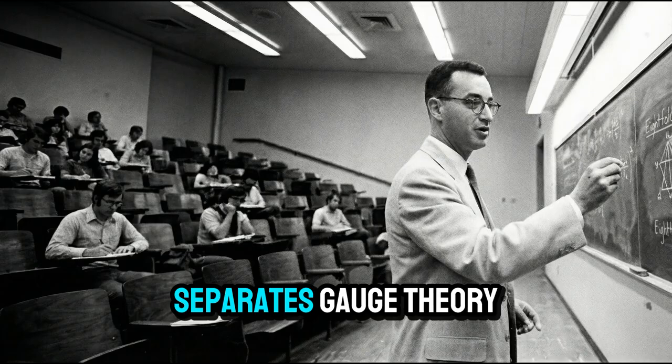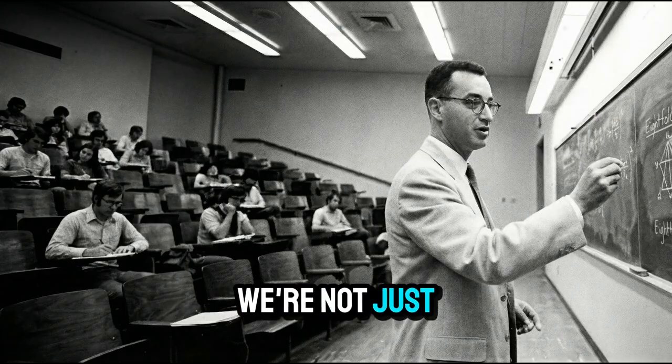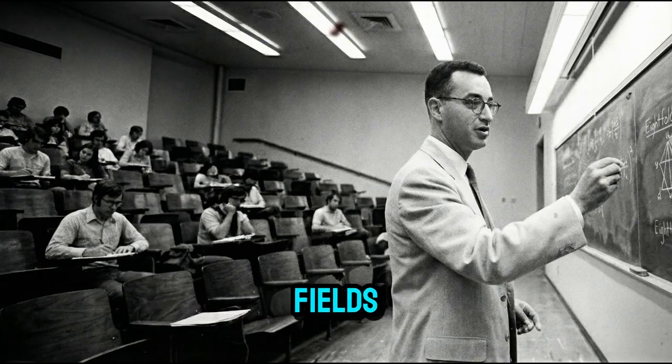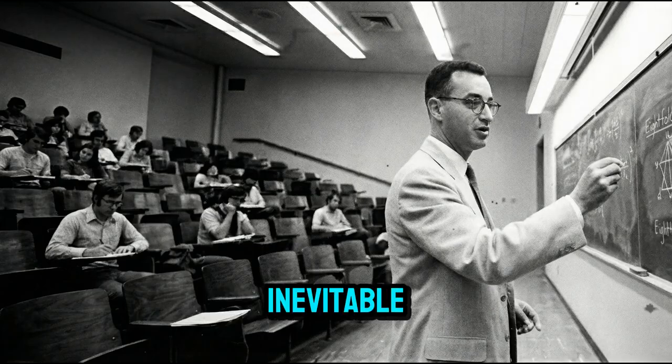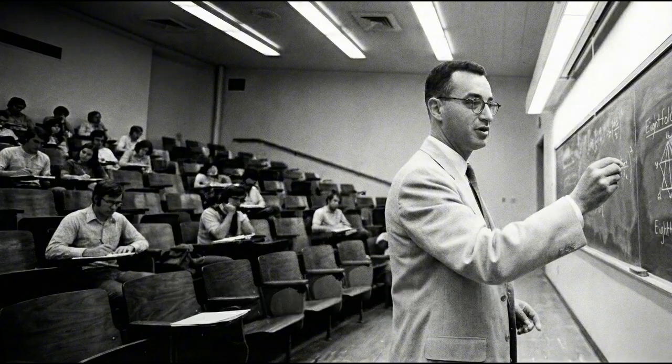This is what separates gauge theory from mere description. We're not just cataloging the properties of light and electromagnetic fields. We're discovering why these properties are inevitable consequences of deeper mathematical principles. We're finding the reasons behind the rules.